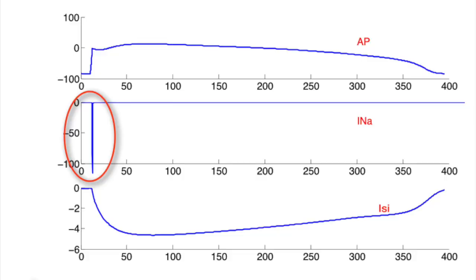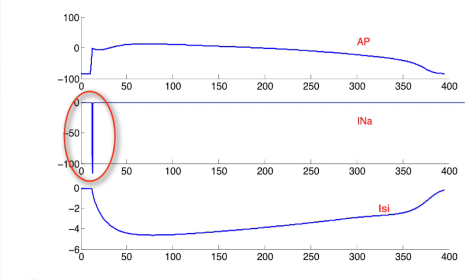Now again, we have these questions, and we can drill down even more. So we can zoom in on that early part of the action potential, ignore the potassium currents for the moment, and focus just on the action potential voltage and the two responsible currents. And there we see that indeed the sodium current is present. It's short, but it's pretty big.